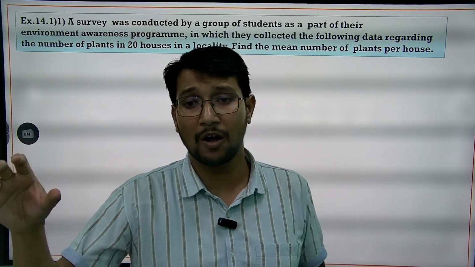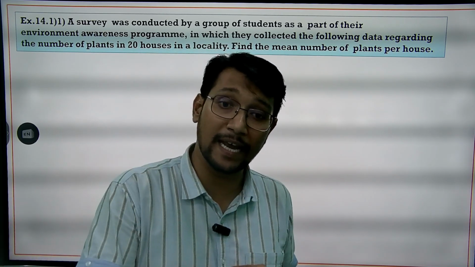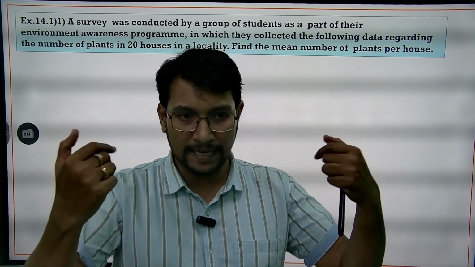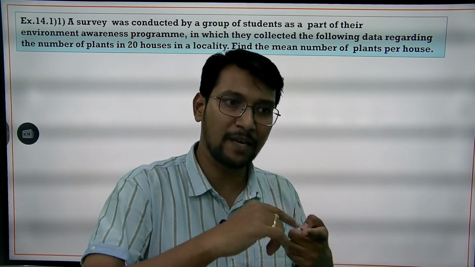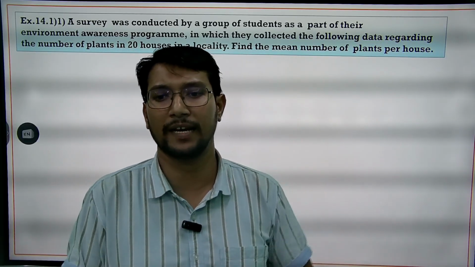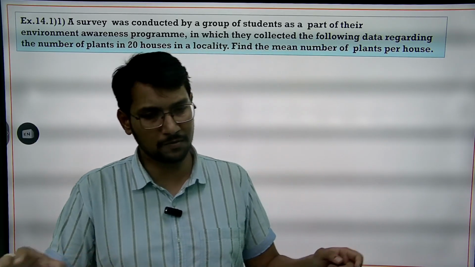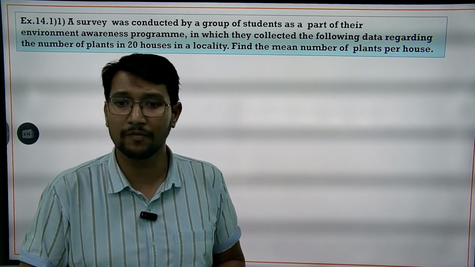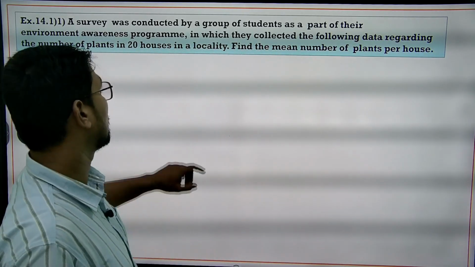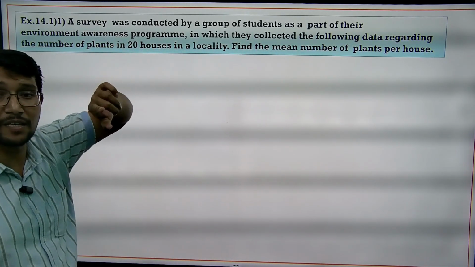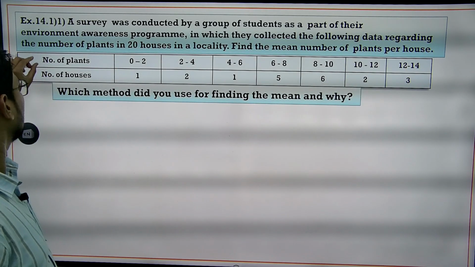What is it? Sum of the observations divided by the number of observations in case of ungrouped data. But right now, what are we studying about? Grouped data, same, but we write fi xi in the formula. Fi xi means sum of observations, and fi means number of observations. So here they have observed how many families? 20 houses.